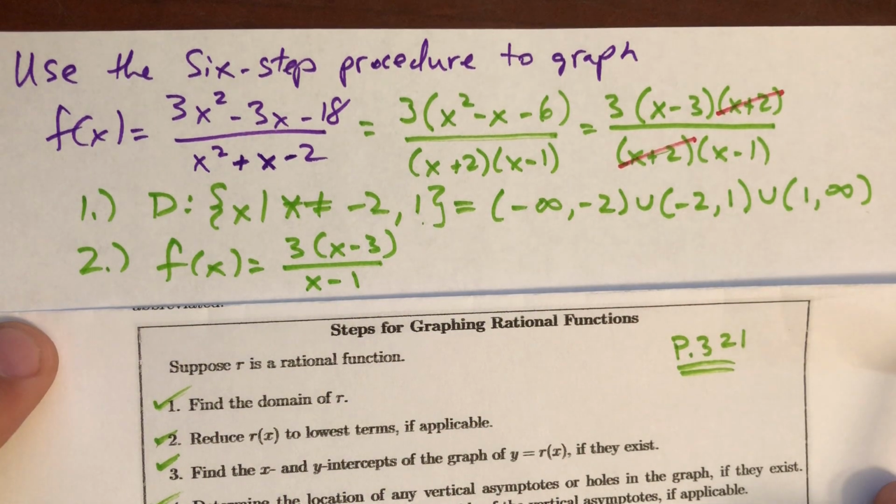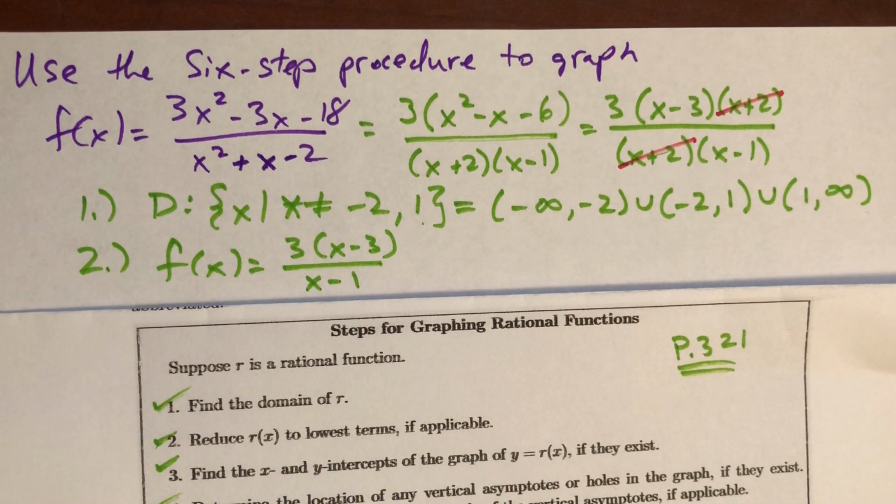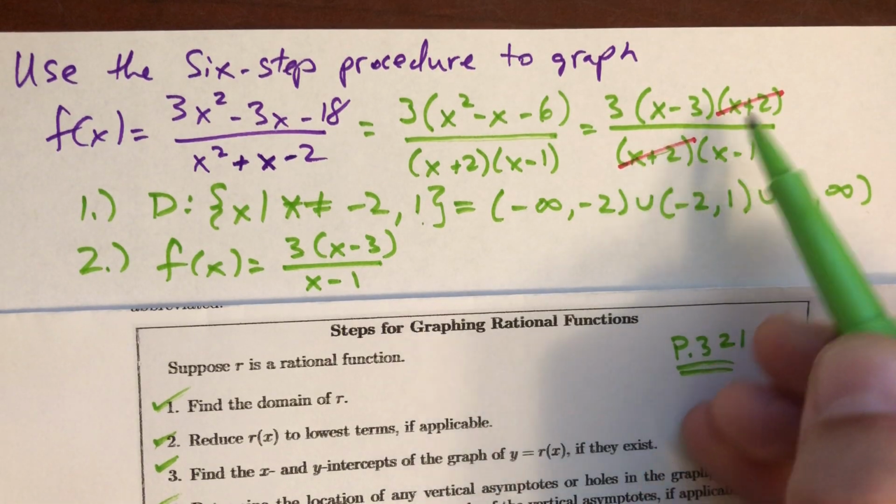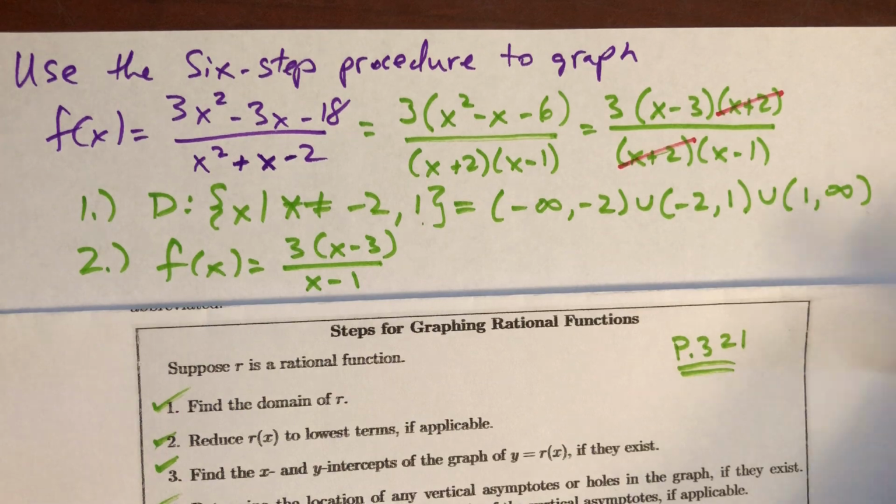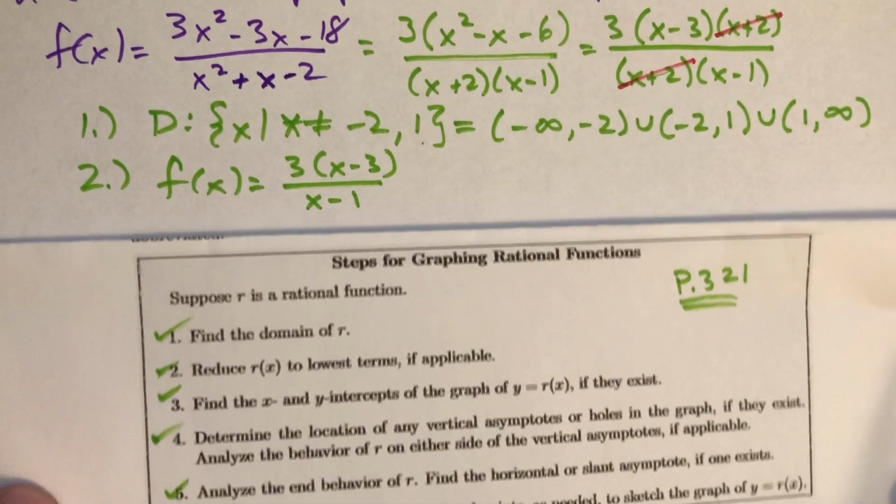So we're finished there. We ought to also look ahead to when we're finding intercepts, or excuse me, not intercepts, but when we're finding vertical asymptotes and holes in the graph. This is going to indicate to us that we're going to have a hole in the graph. But we'll talk about that here in a second.